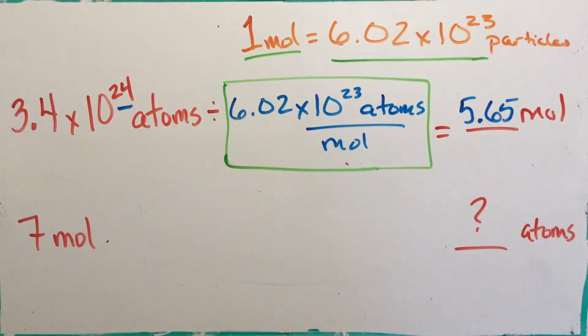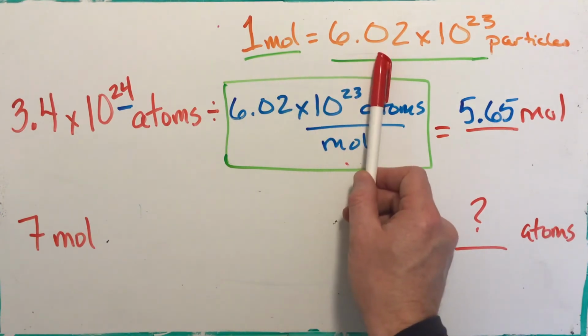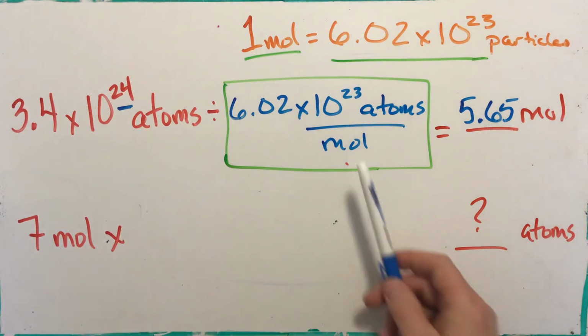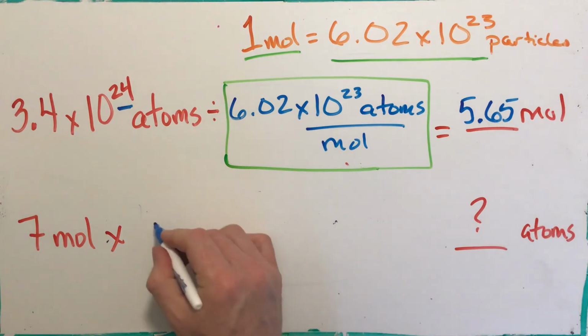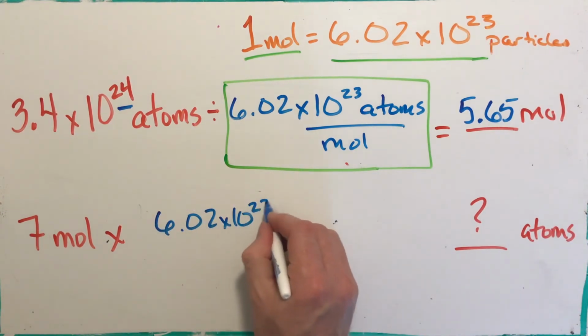All right. Now, I know 1 mole is this amount. So 7 moles would be, well, 7 of these. So I'm multiplying here, right? So I'm multiplying it by, again, our conversion factor. I'll write it in blue because it never changes. 6.02 times 10 to the 23.